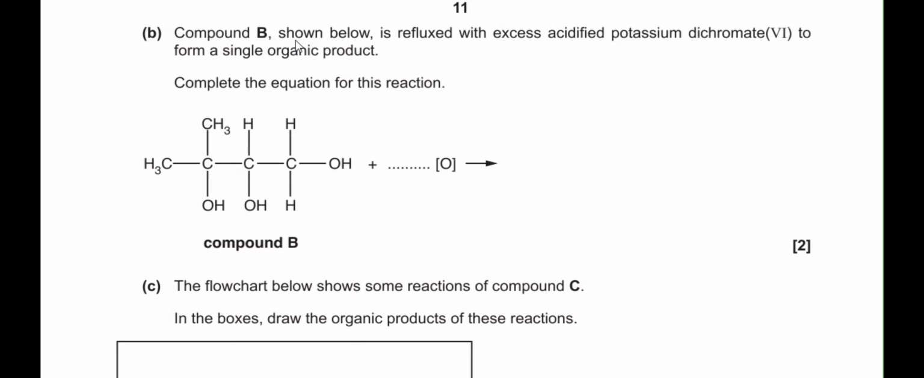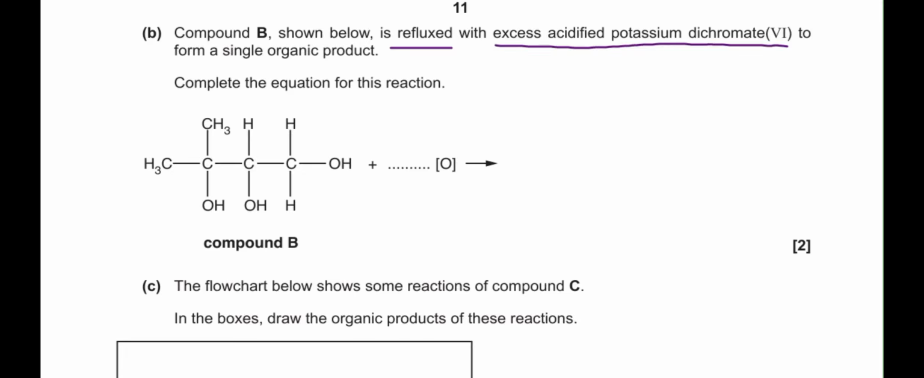Part B. Compound B, shown below, is refluxed with excess acidified potassium dichromate to form a single organic product. Complete the equation for this reaction. The key operative phrases in this question are reflux and excess acidified potassium dichromate. Looking at the functional groups in this compound, this part is a primary alcohol because this carbon is attached to just one other carbon atom, and this carbon is attached to 2 other carbon atoms, and therefore this is a secondary alcohol, and this carbon atom is attached to 3 other carbon atoms, therefore it is a tertiary alcohol.